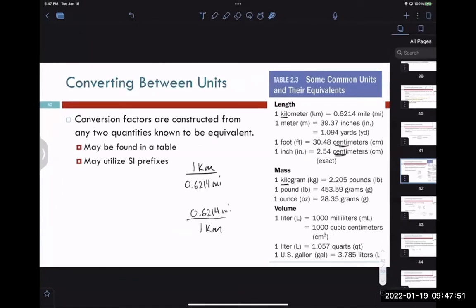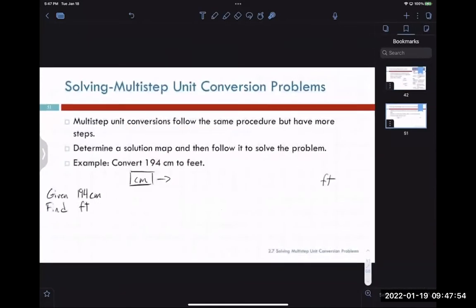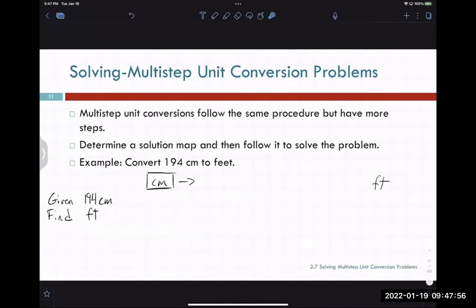There we go. Okay, so we can throw that in here. We're going to go centimeters to inches, which doesn't get us all the way to feet. But we can use growing up in North America to help us out here because we know that 1 foot is 12 inches. So we can convert from inches to feet, which is what we ultimately wanted to end up with.